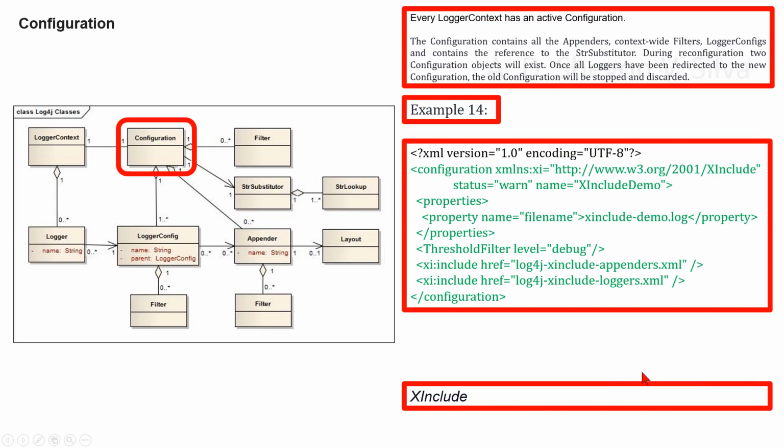This is an example for XInclude. An XML configuration file can include other files with XInclude. Here is an example of a log4j2.xml file that includes two other files.